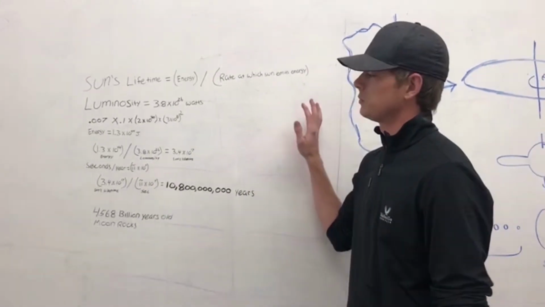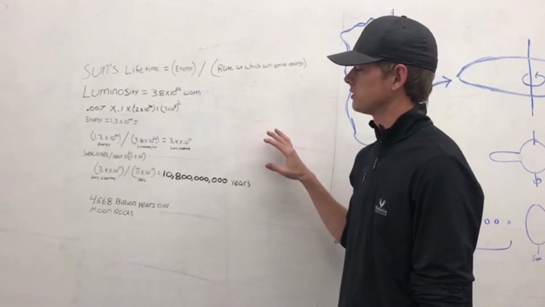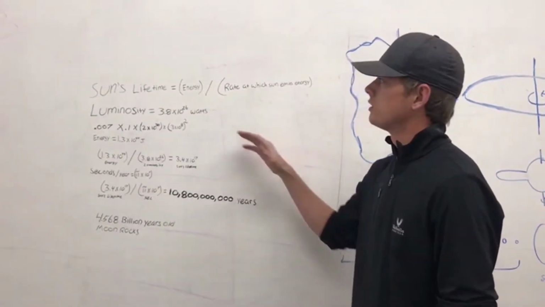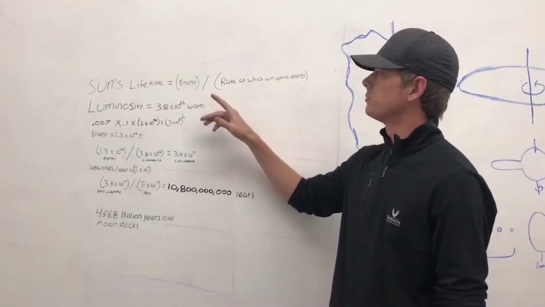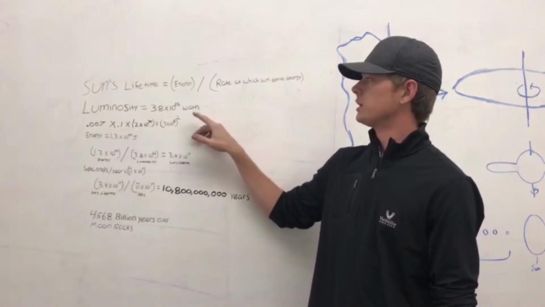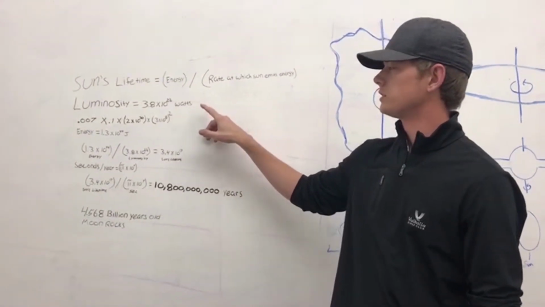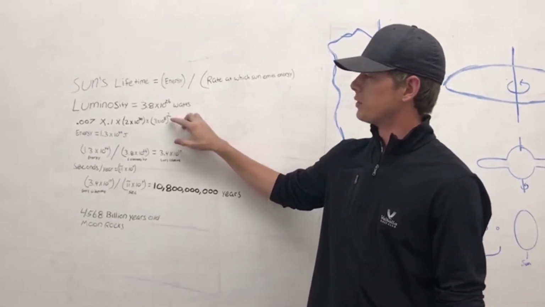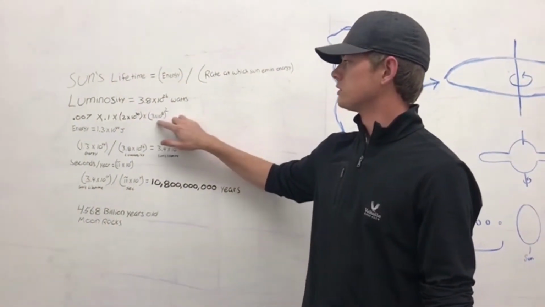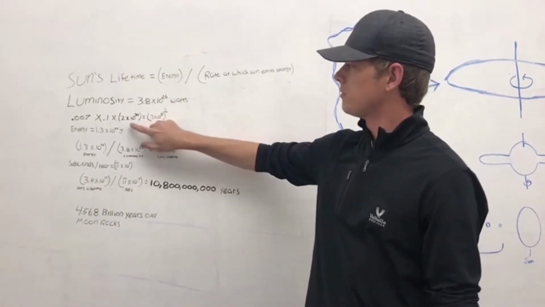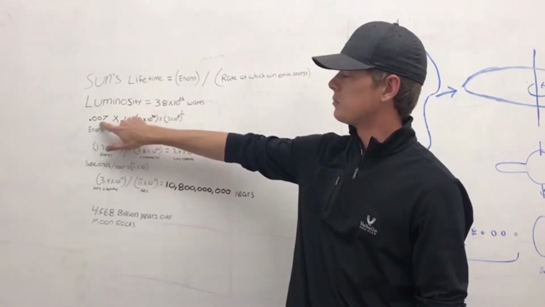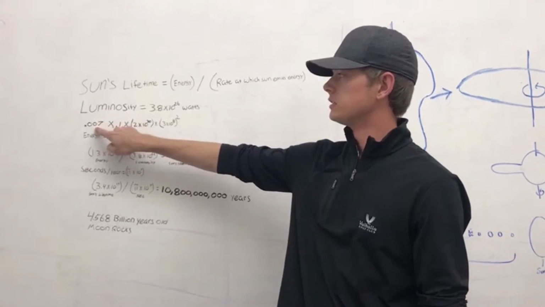So these are the formulas of how we calculate the sun's lifespan and how far along it is. The sun's lifetime is equated by energy divided by the rate at which the sun emits its energy. Luminosity we know is 3.8 times 10 to the 26, and we're going to put it into Einstein's formula of E equals mc squared. So this is our speed of light, mass of the sun, mass at the core of the sun, and how much energy is disappearing.